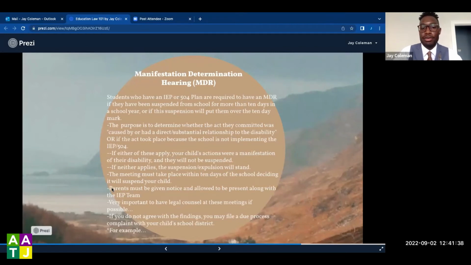So let me break that down really quickly. The first part, caused by or had a direct or substantial relationship to the disability, meaning did the child act this way because of their disability, or did the child act this way just because of free will? Or did the child act this way because they're frustrated, because they're not learning, because the school is not implementing the IEP or the 504 plan, which I have had a case where that happened before.